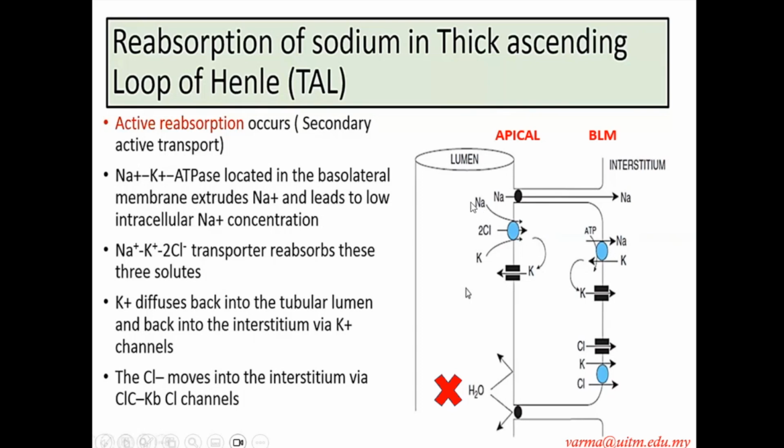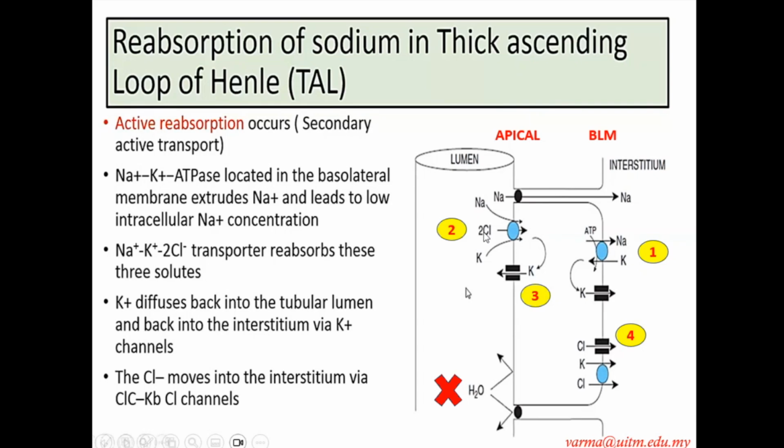But for this passive diffusion to occur down the concentration gradient using a symporter, the chemical gradient has to be maintained via the sodium potassium ATPase pump, where it uses energy. That's why it's called active reabsorption, secondary active transport. The sodium potassium ATPase pump is located in the basolateral membrane. This is the basolateral membrane. It excretes sodium into the interstitium and leads to low intracellular sodium concentration.